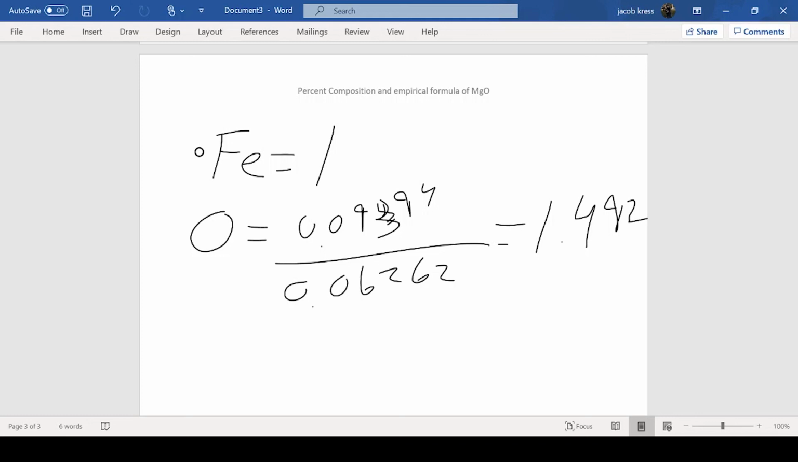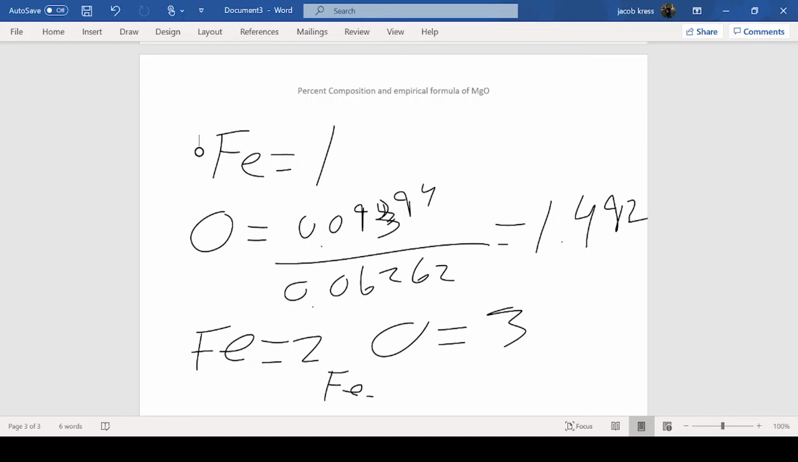Thankfully, if we round this up to 1.5 and multiply it by 2, that would become 3. And as long as we do it to the iron as well, it'll equal out. It's like doing the same thing to both sides of the equation. As long as you do it to both, they're going to remain equal. So I multiply each of these by 2. We're going to be left with iron being equal to 2 and oxygen being equal to 3. And this lets us know that what we formed was actually the iron 3 compound.